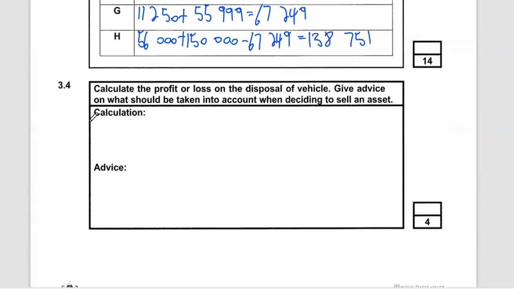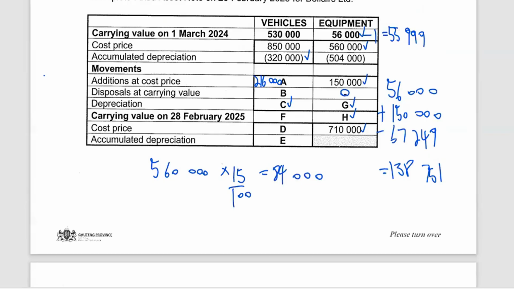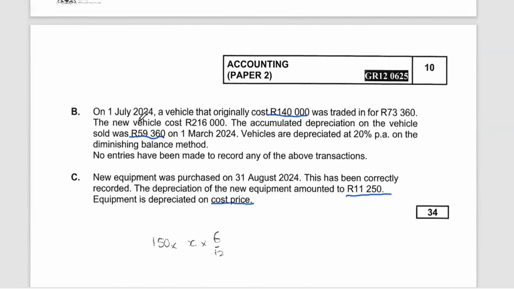So 3.4, calculate the profit or loss on the disposal of vehicle. Give advice on what should be taken into account when deciding to sell an asset. So now let's go check the cost price of the vehicle that you have sold. So the cost price of our vehicle that you have sold is 140,000.